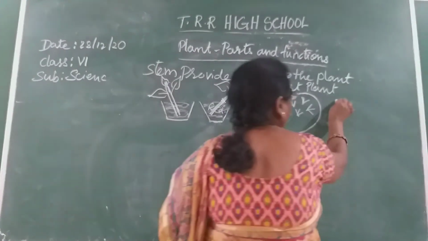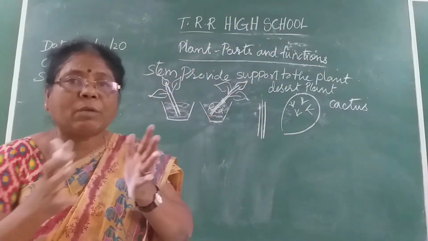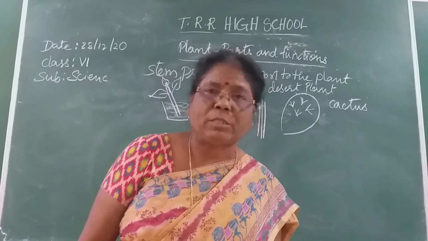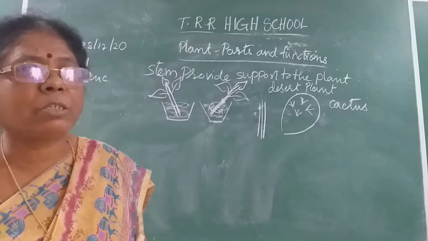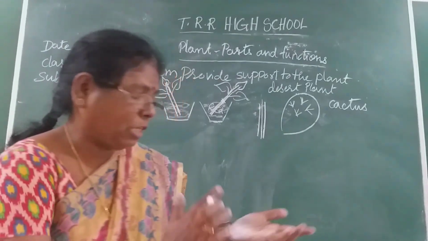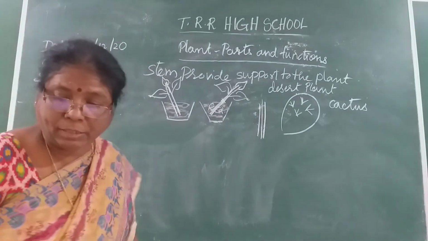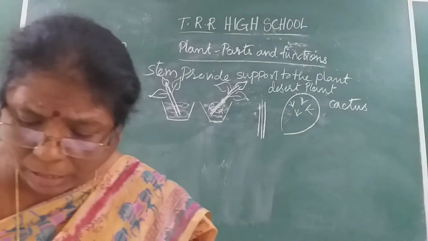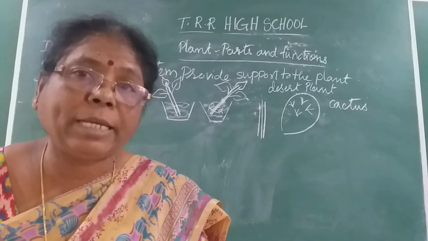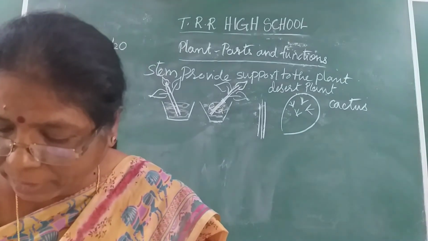Cactus. This is what you call it, cactus. What happens, the stem part becomes fleshy and green in color, in which the photosynthesis takes place. The stem performs photosynthesis in desert plants. Understood, children? So, here cactus is a desert plant. Here you see the stems of some plants, like ginger, garlic, turmeric, potato, onions. Have you seen this?